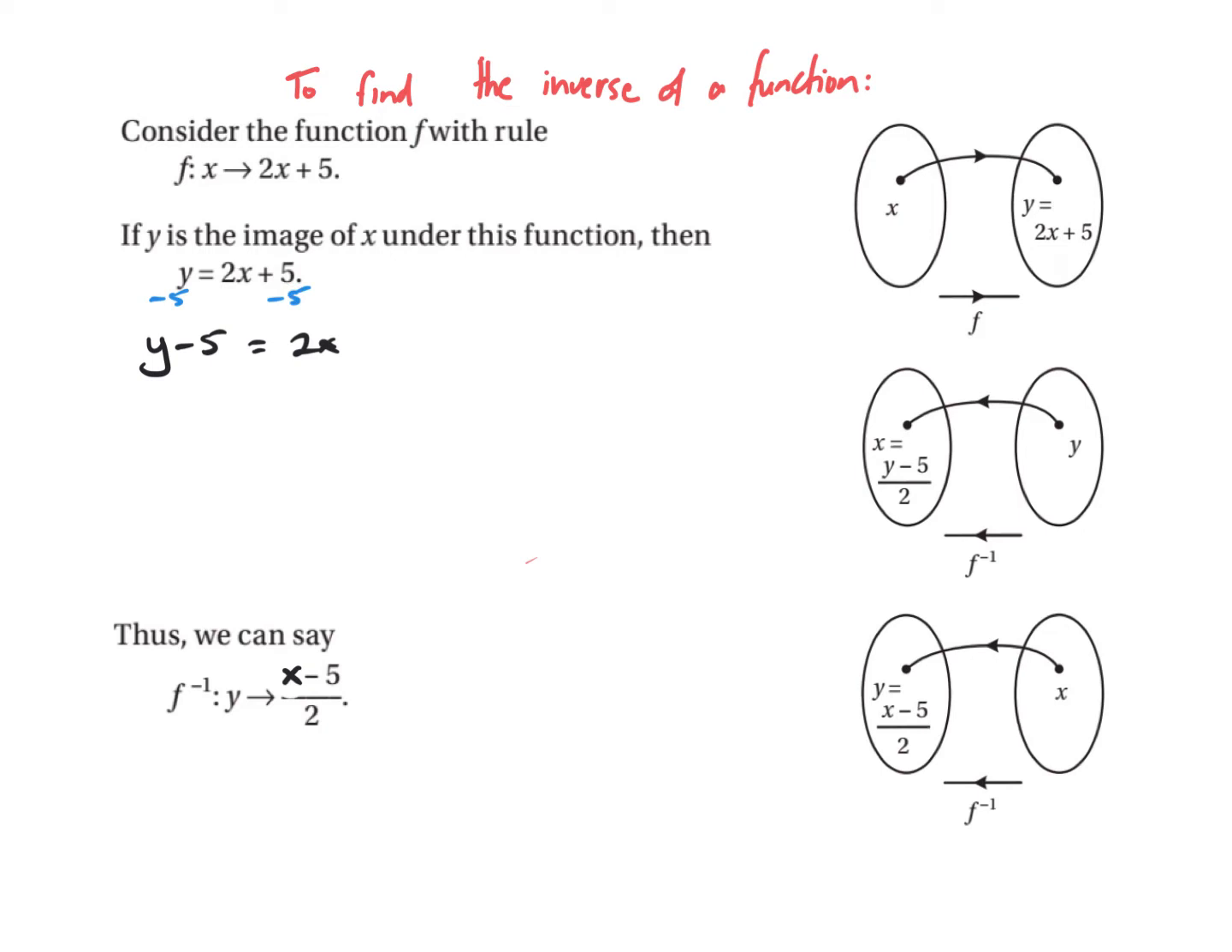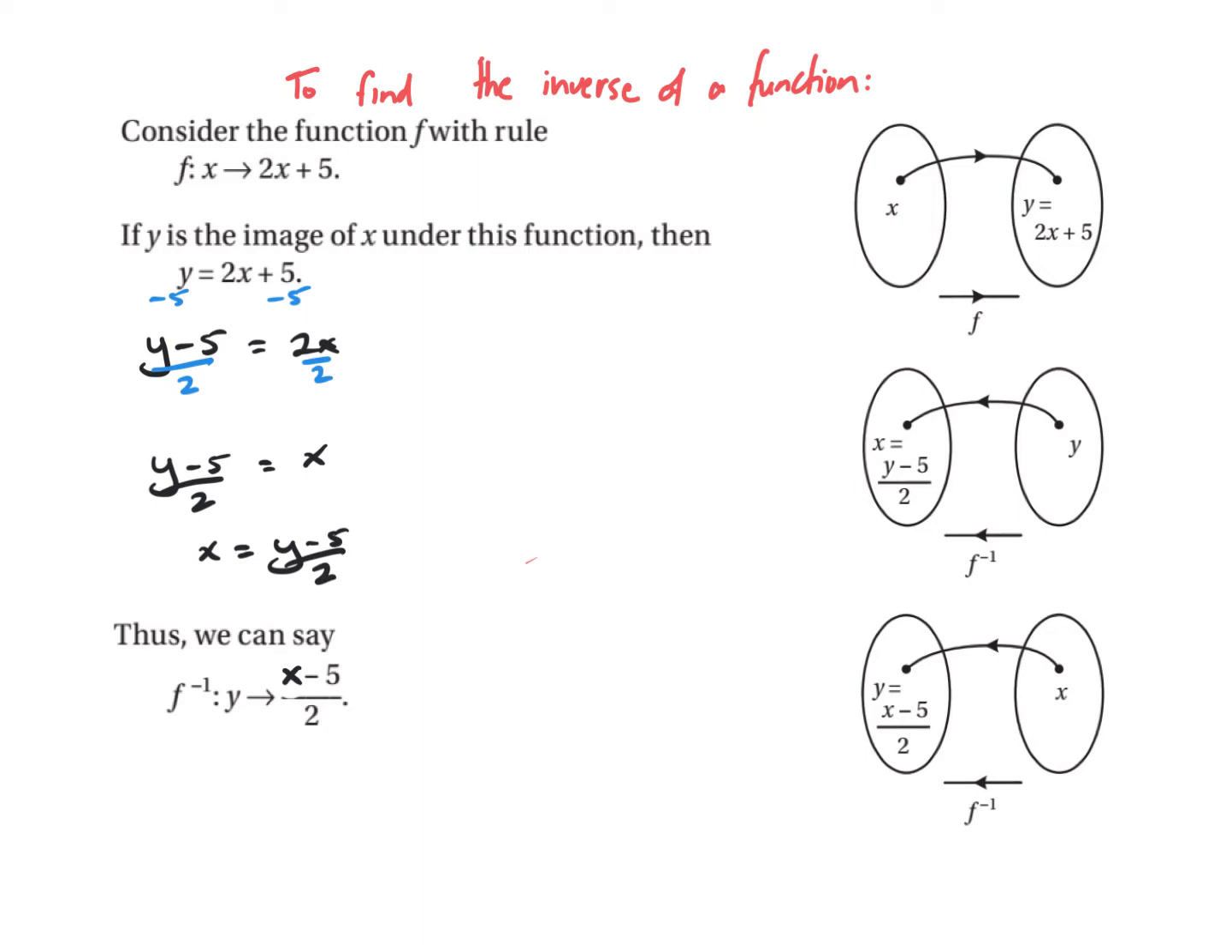Looking at the right hand side, I've got 2x, and I need to get rid of the multiplied by 2. The inverse of multiplying by 2 is to divide by 2, so I'm going to divide both sides by 2. I end up with x is equal to y minus 5 over 2. Most people like to see it the other way, so you can write x is equal to y minus 5 divided by 2.